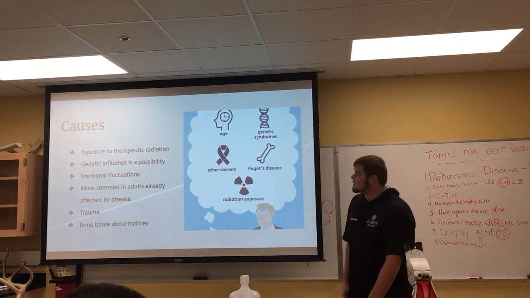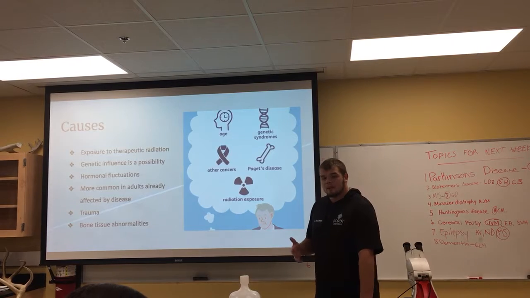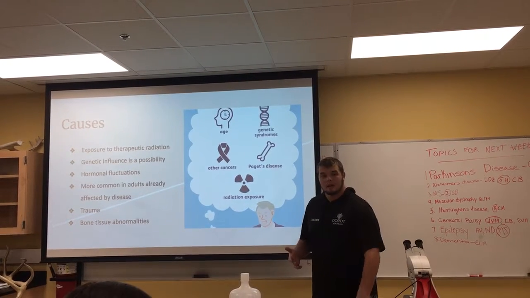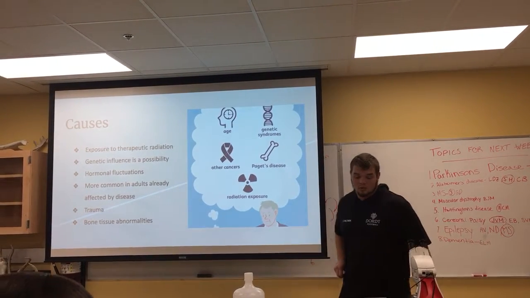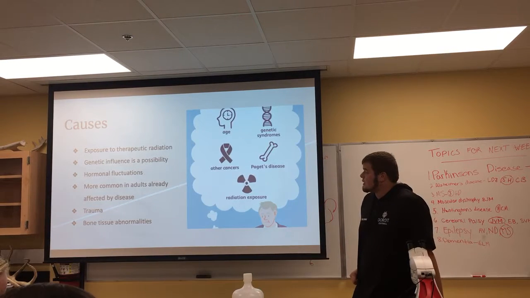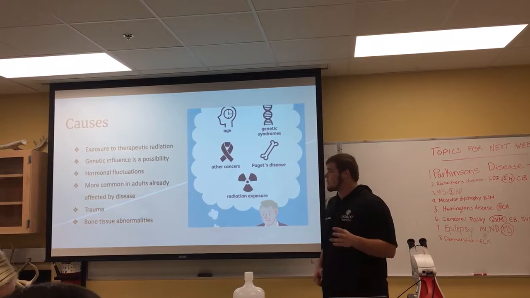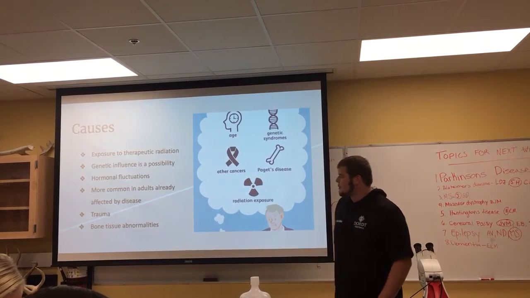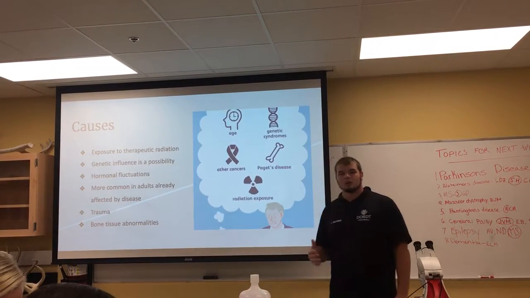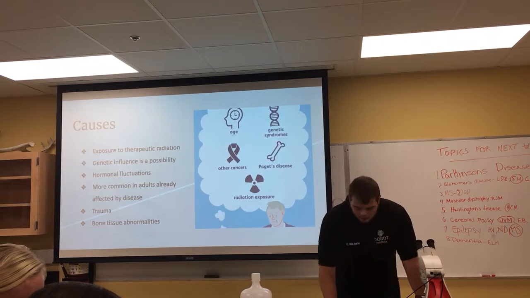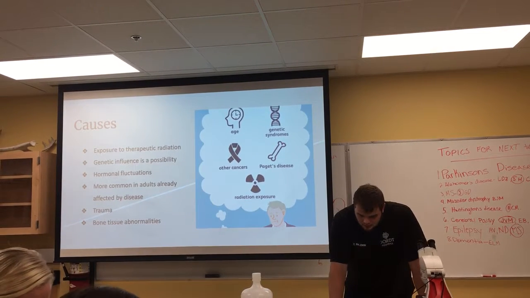It's most common in adults, and they're already affected by the disease anyway because of how old they're getting, and different things such as age will contribute to that as well. The trauma that they've been through, what did they do in their past, what is contributing to what is going on, and then bone tissue abnormalities, which is how the bone has grown after different things. So, let's see.